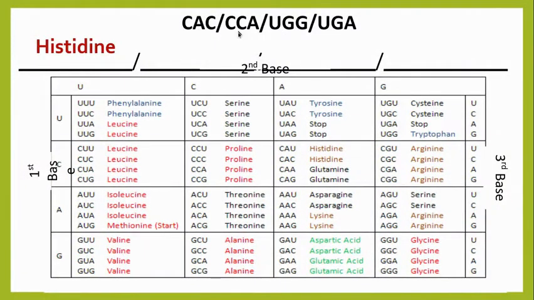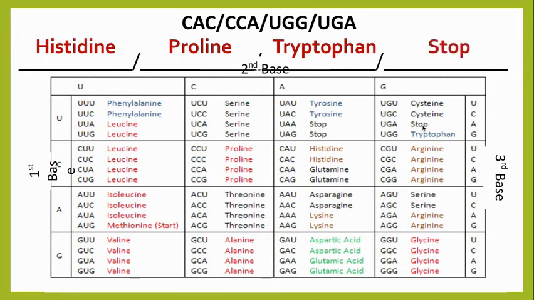When we continue, go to CCA, same thing. CCA right here is proline. UGG, U is up here, G is all the way over here, and then UGG is tryptophan. And then lastly, we have UGA, U up here again, G all the way over here, and A is our stop codon. So it stops.